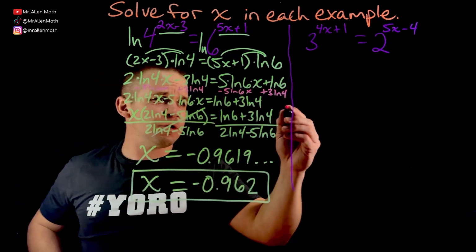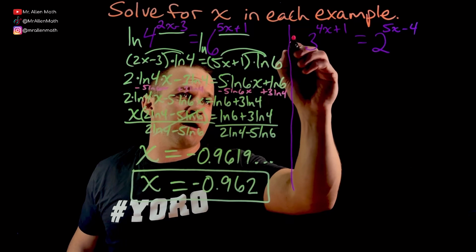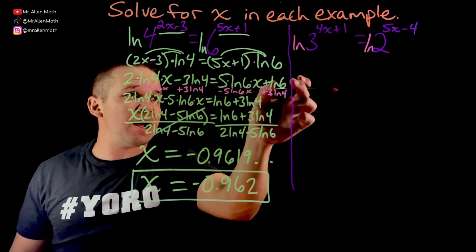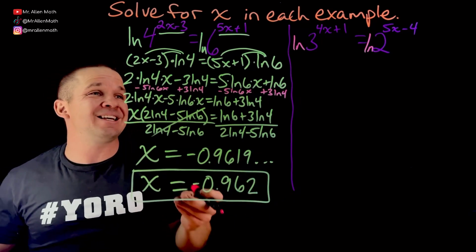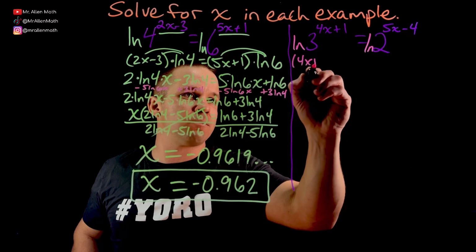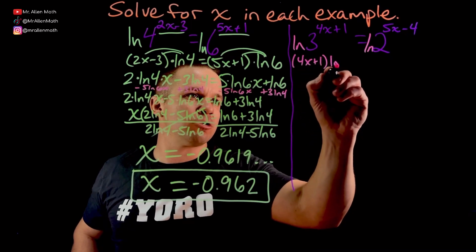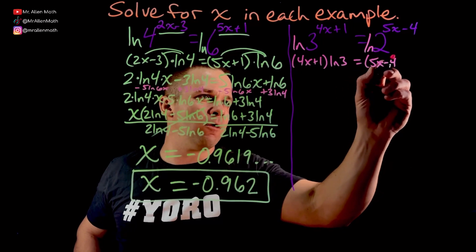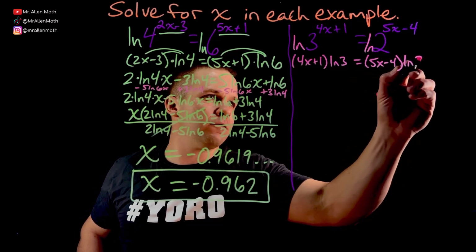Okay, so again, we're going to take the natural log or log, doesn't matter, on both sides. I choose natural log. It's less writing. Then I'm going to move my exponent out as a coefficient. That is a property of logarithms. So we've got parentheses 4x plus 1 natural log of 3 equals 5x minus 4 natural log of 2.